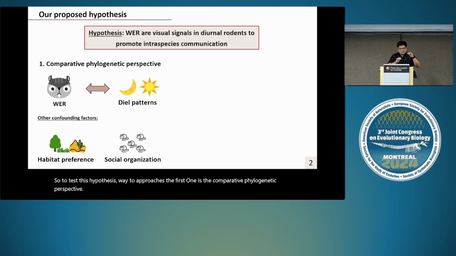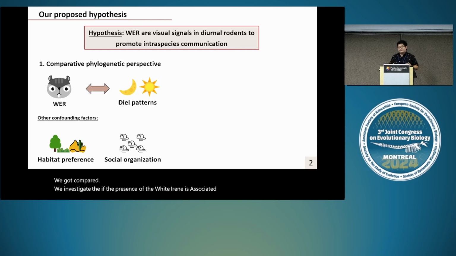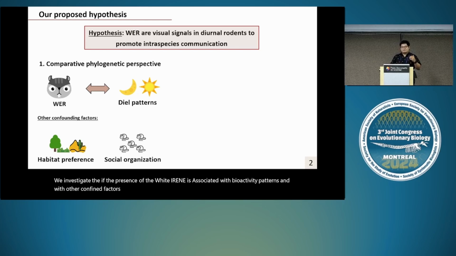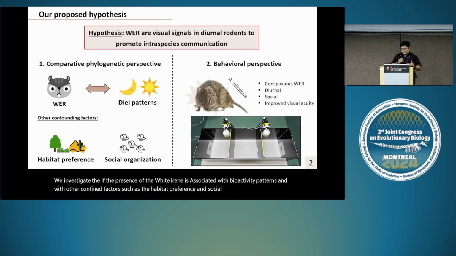We investigate if the presence of the white eye ring is associated with diurnal activity patterns and with other confounding factors such as the habitat preference and social organization. And the second perspective is the behavioral perspective. We test the preference for white eye ring in a murine model called the Nile grass rat, Arvicanthis niloticus, using the three-chamber social test.